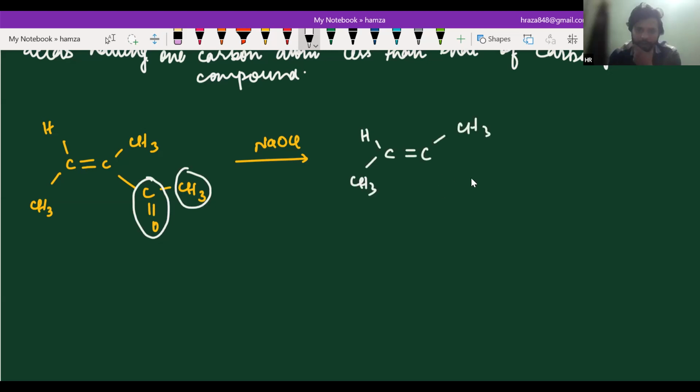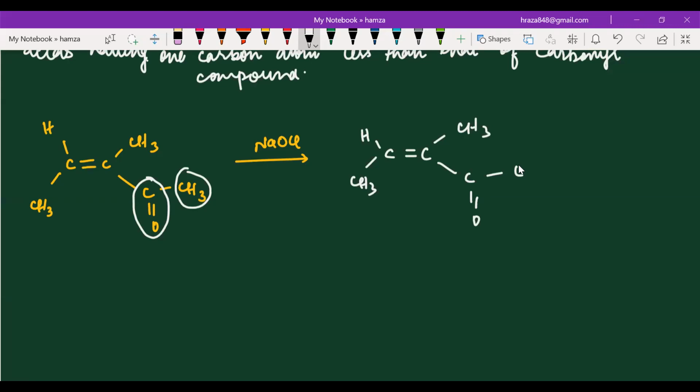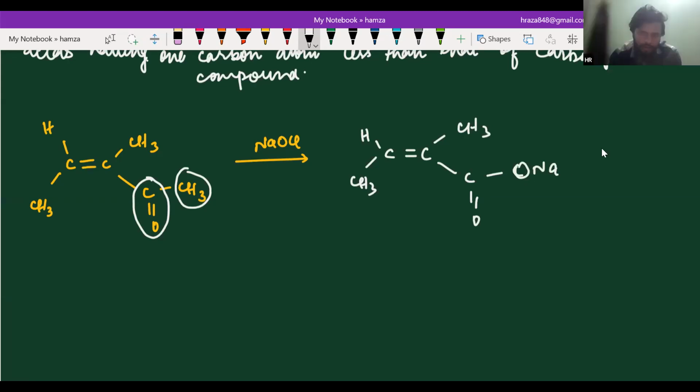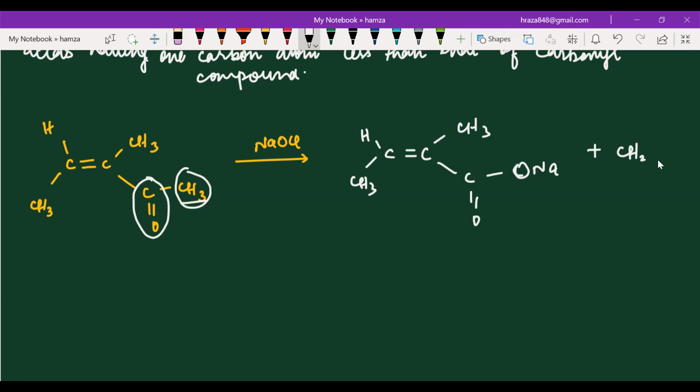And you can see this is your C double bond O, and this will be oxidized into ONa. Yes, this will be oxidized into ONa, and this CH3 will be converted into haloform, CHCl3. Very good. Yes, sir.